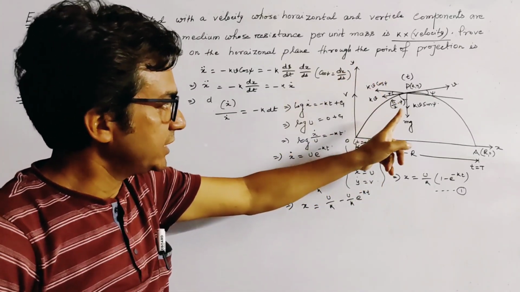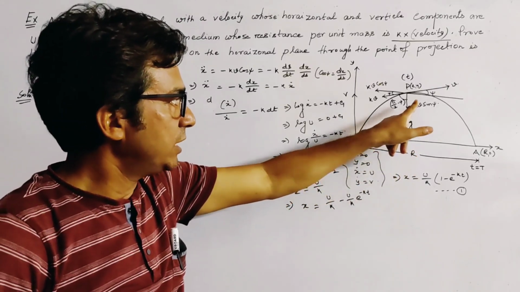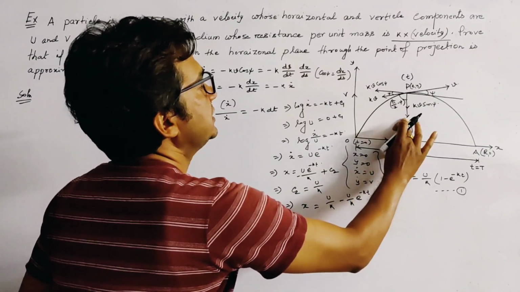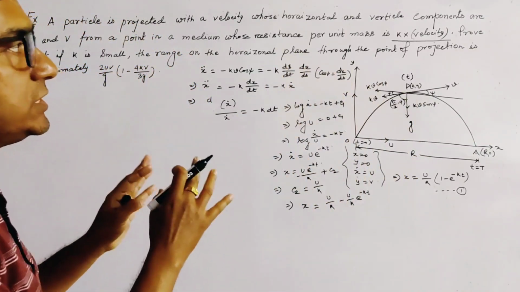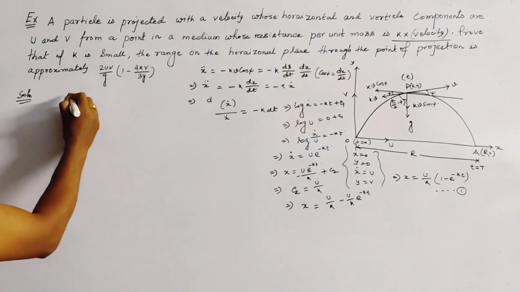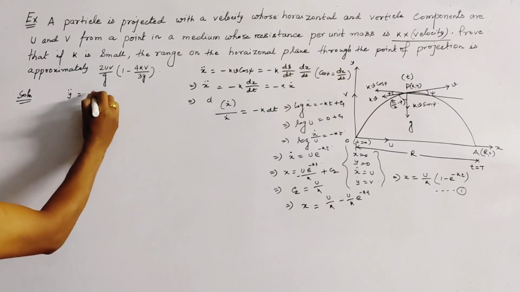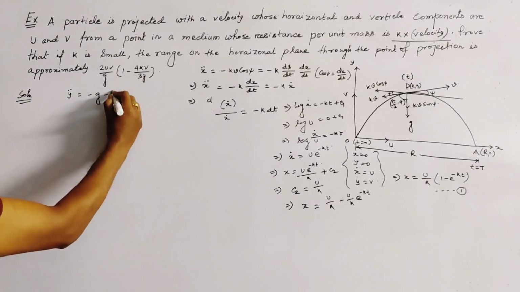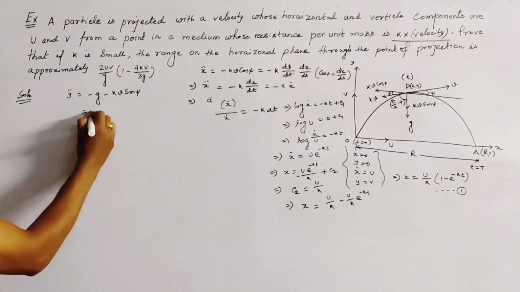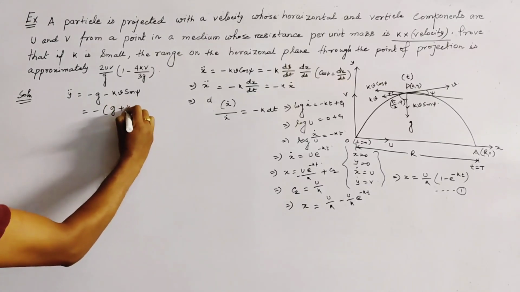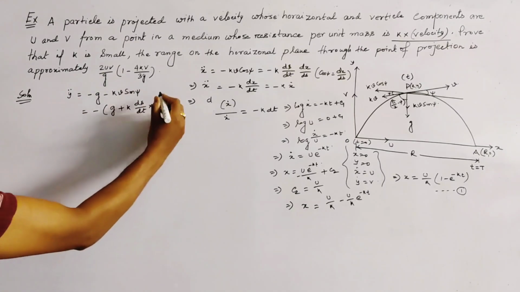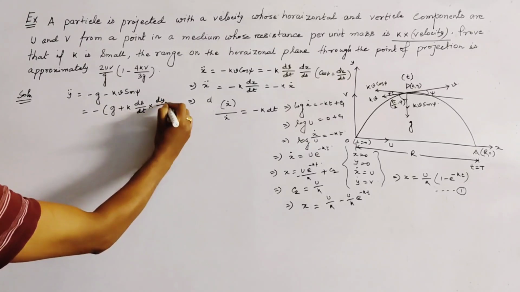All the forces act along the negative y-axis. This is mg, this is minus kv sin psi. And we take here g only, because we consider all the forces per unit mass. And the second equation of motion is y double dot equal to minus g minus kv sin psi.